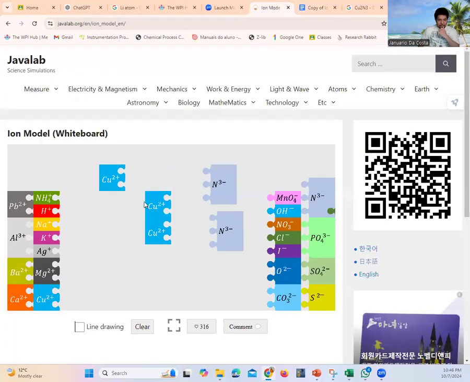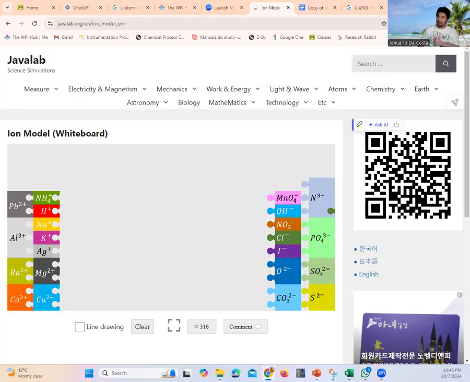Okay, let's say, for example, I want to just pick a metal and a non-metal. Okay. Any of you pick one metal, whichever one you want. Any of you.